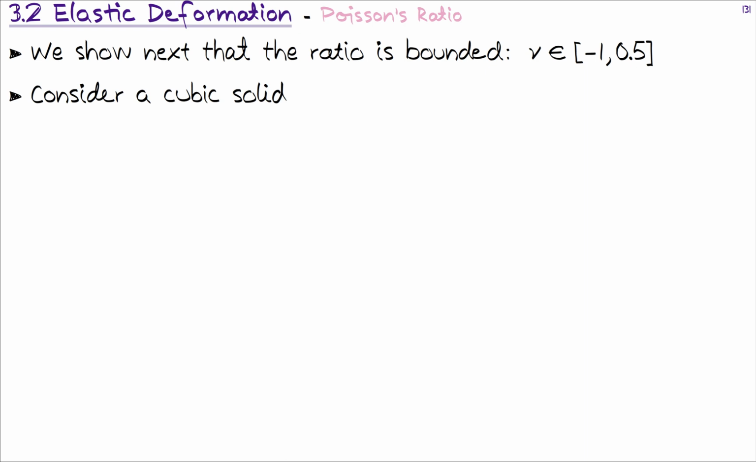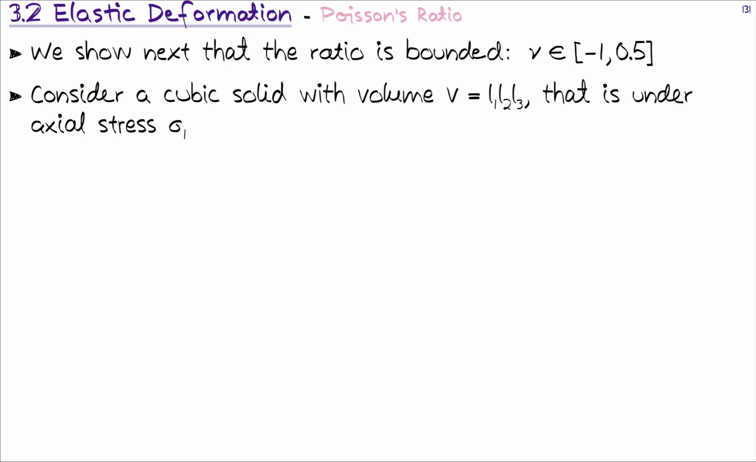So let's consider a cubic solid, and we just assume that it has a volume V, and it's a cube with length dimensions L1, L2, L3, and we apply an axial stress sigma 1, and this deforms the volume into a different volume. With V prime, we now describe the deformed volume after an axial stress has been applied to our piece of a solid. And now we know that the lengths will get modified.